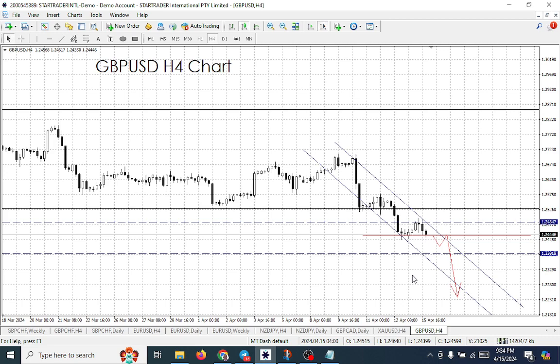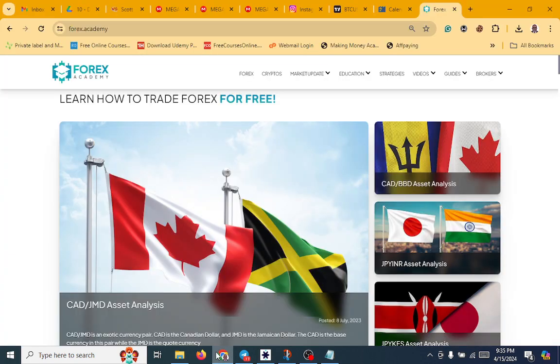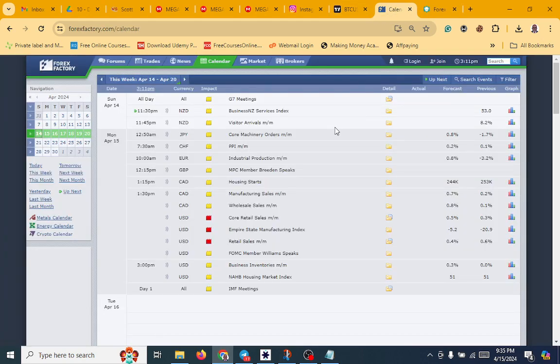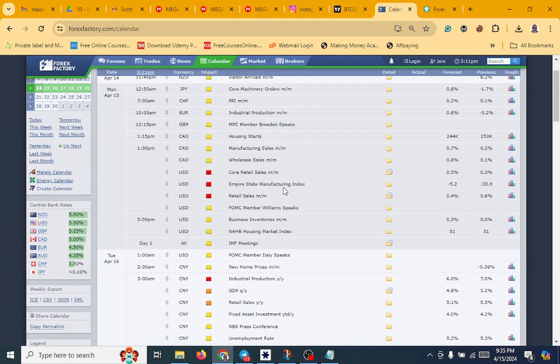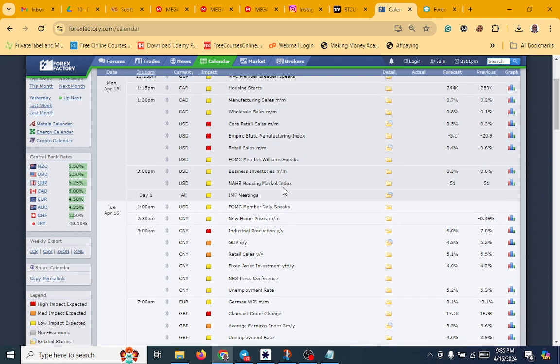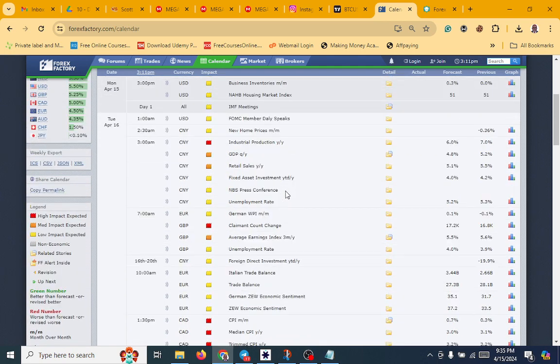So guys, I hope you understand what I just did here. It's very simple, very instructive. What I also do is look at the Forex Factory chart. I want to be sure that I can short this market on Tuesday without much news that is going to obstruct the trade.